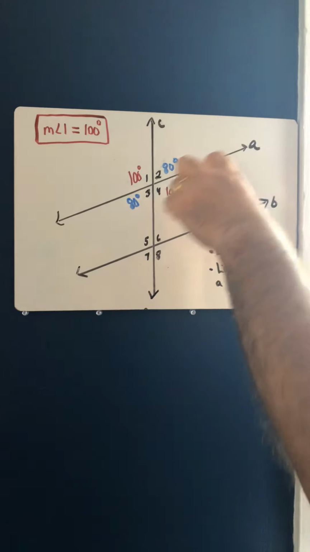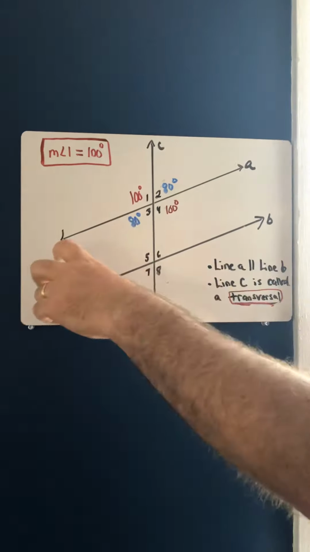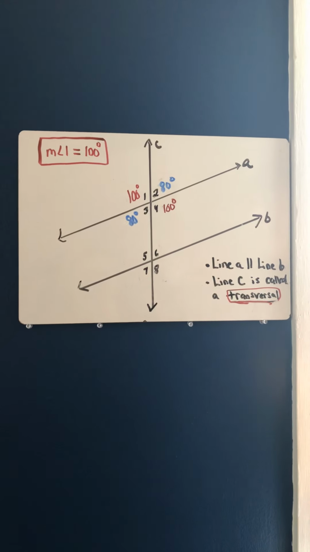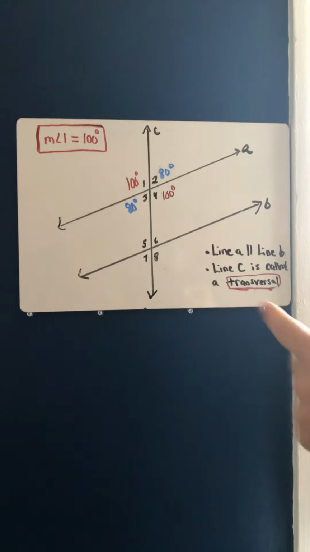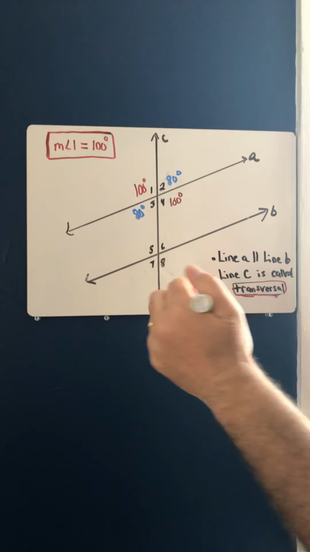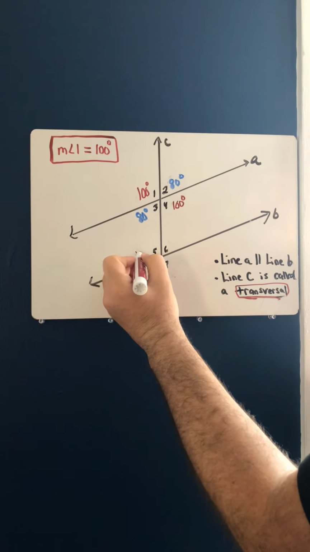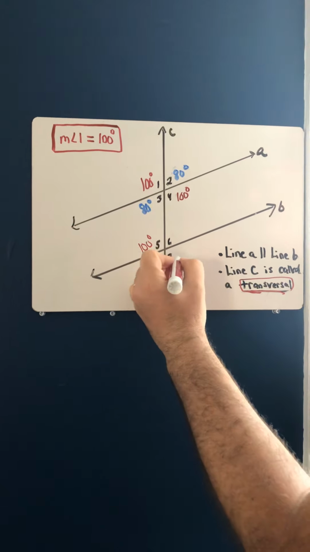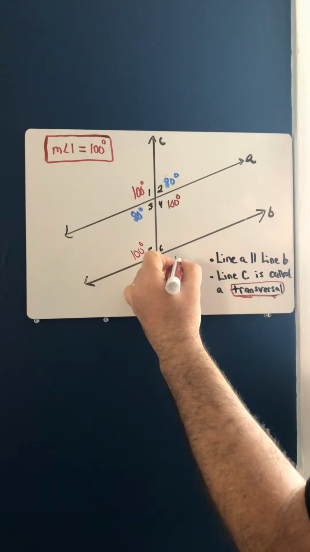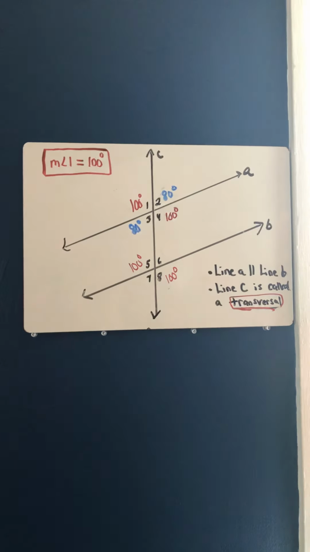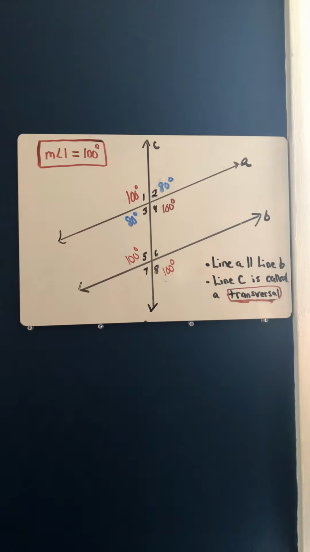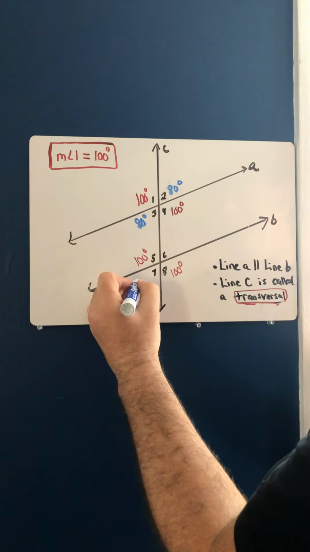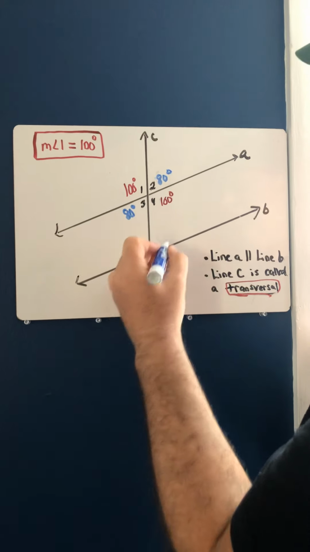Now, because these lines are parallel and they lie at the exact same angle, the exact same pattern happens down below. That angle 5 is 100 degrees, and so is angle 8, which is a vertical angle. And then also, these other measurements are 80 degrees as well.